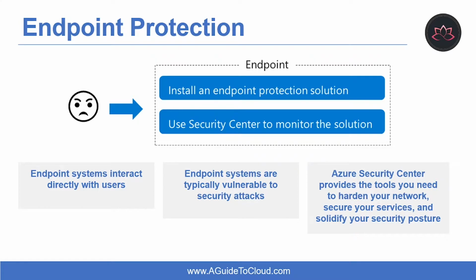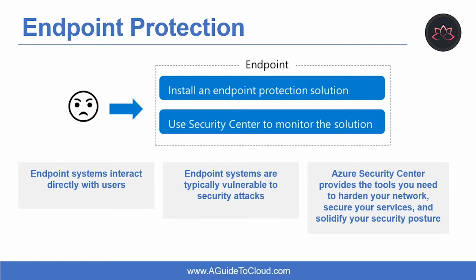In episode 2, we discussed the shared responsibilities of helping secure services in Azure. IaaS involves more customer responsibility than PaaS and SaaS did. And Azure Security Center provides the tools you need to harden your network, help secure your services, and stay on top of your security posture. The first step is to help protect against malware. So how can you do that?